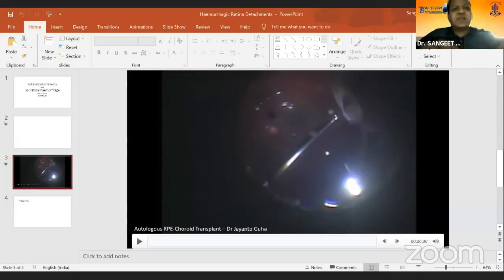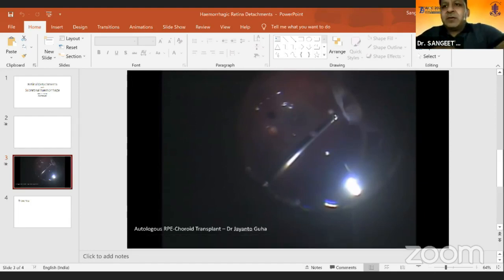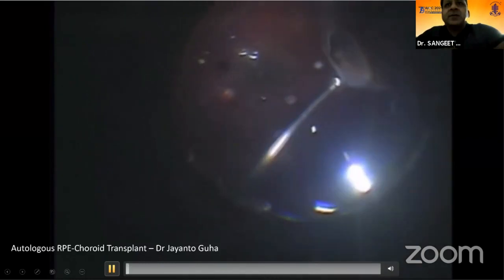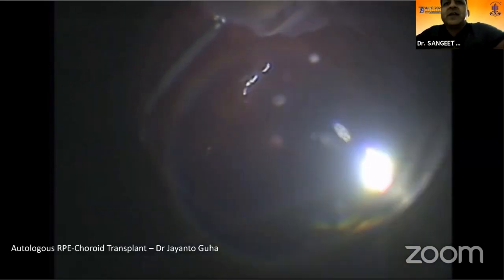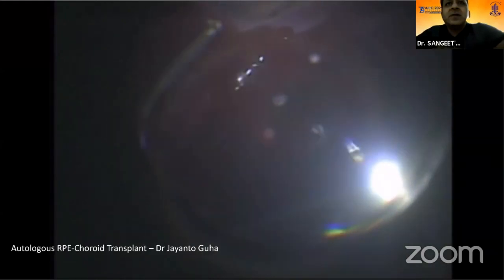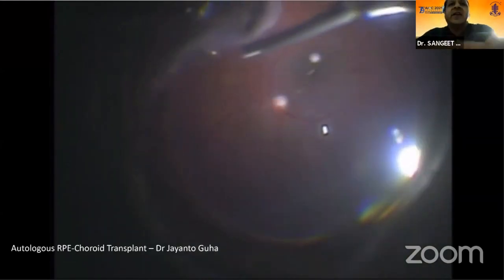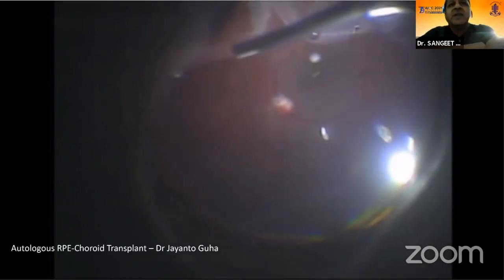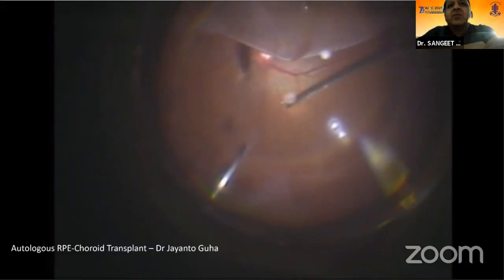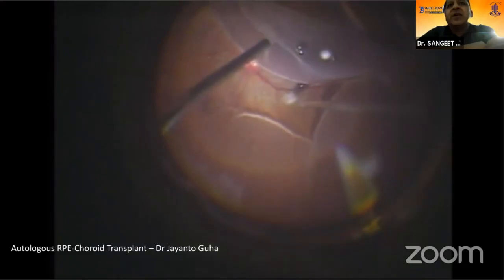This was what he was going to show us about the RPE choroid transplant in large CNVMs. So what he does is here, just play the video. So once he has created this retinectomy, he creates a retinectomy under PFCL. So he has injected PFCL, and then he creates this retinectomy. He almost 180 degrees temporally does it.